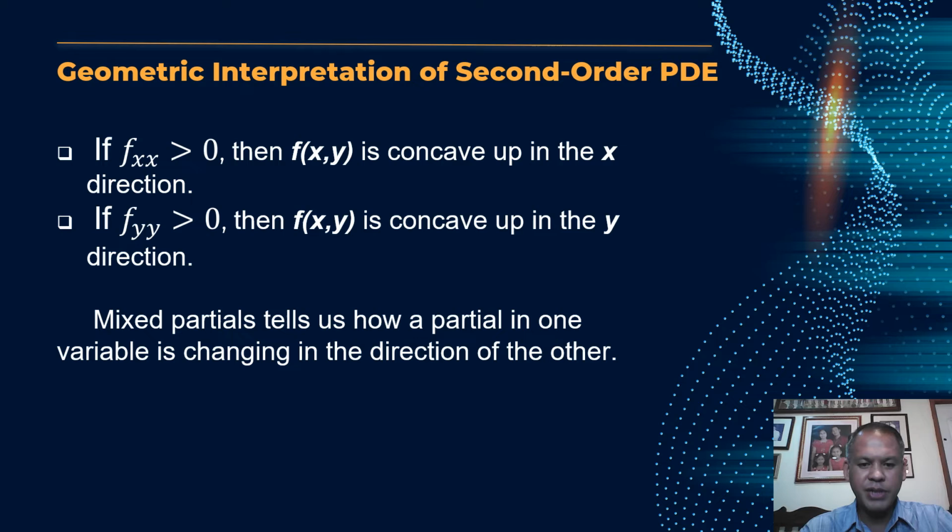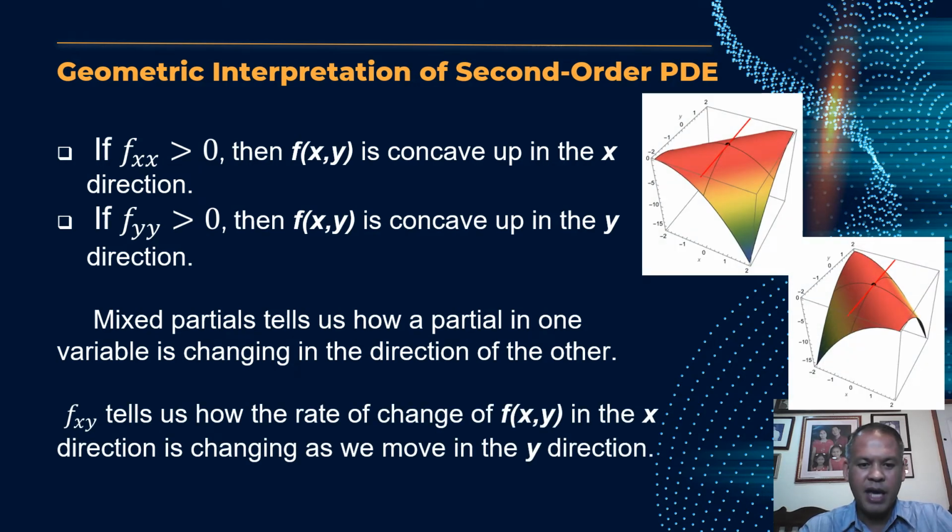So mixed partials tell us how a partial in one variable is changing in the direction of the other. And f sub xy also tells us how the rate of change of f of (x, y) in the x direction is changing as we move in the y direction.